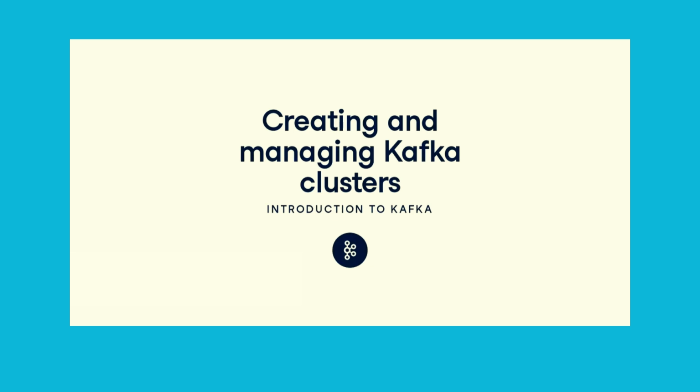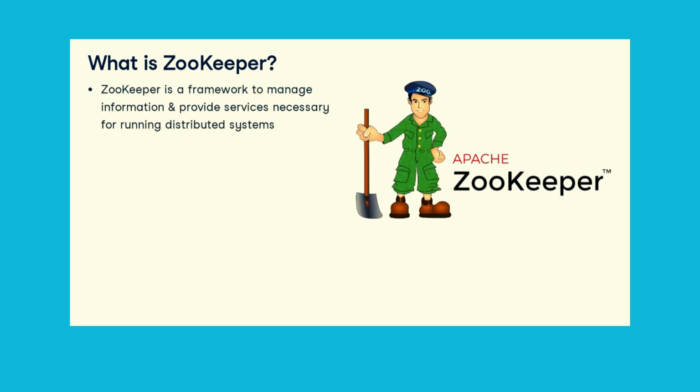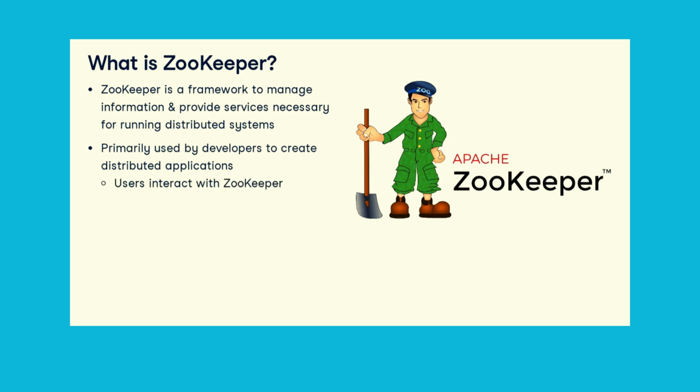Welcome back. Let's now look at how to create and manage Kafka clusters using Apache ZooKeeper. Our first question is, what is ZooKeeper? ZooKeeper is a software framework for managing information and providing services necessary for running distributed systems. We'll discuss some of those tasks more in a moment. ZooKeeper is primarily used by developers to create distributed applications, but users do interact with it to manage those applications. A few examples of applications using ZooKeeper include Kafka, the distributed processing framework Hadoop, and the graph database Neo4j.